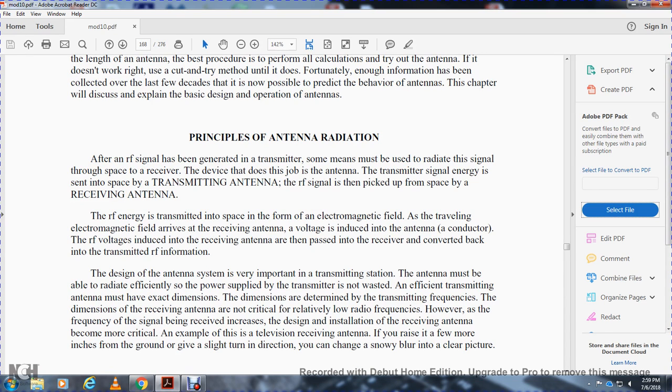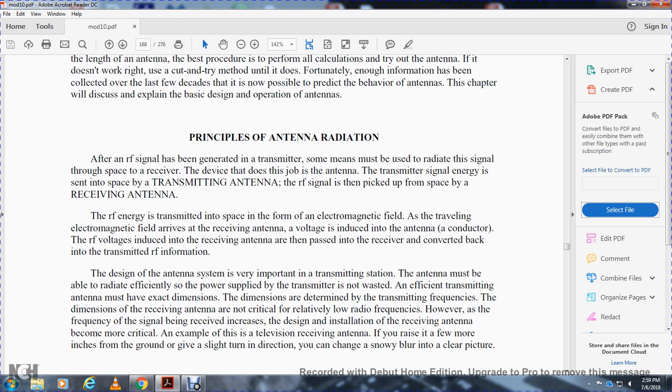The radio frequency energy is transmitted through space in the form of an electromagnetic field. When the traveling electromagnetic field arrives at the receiving antenna, a voltage is induced into the antenna conductor. The radio frequency voltage induced in the receiving antenna is passed to the receiver, which converts it back into the transmitted radio frequency information. The design of the antenna is very important for the transmitting station. The antenna must also radiate efficiently so that the power supplied by the transmitter is not wasted.